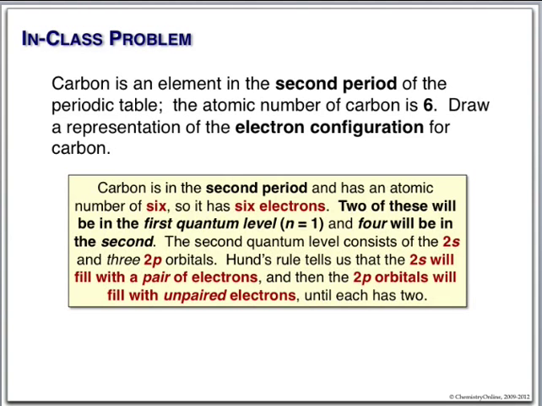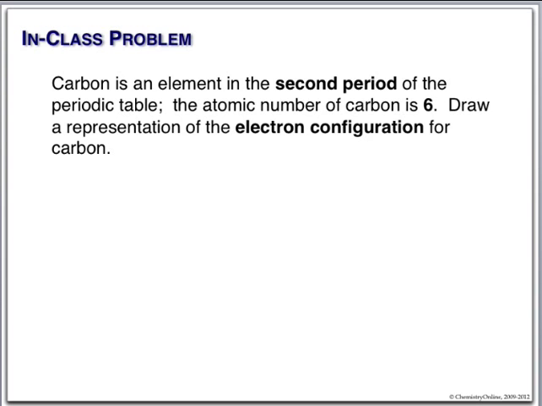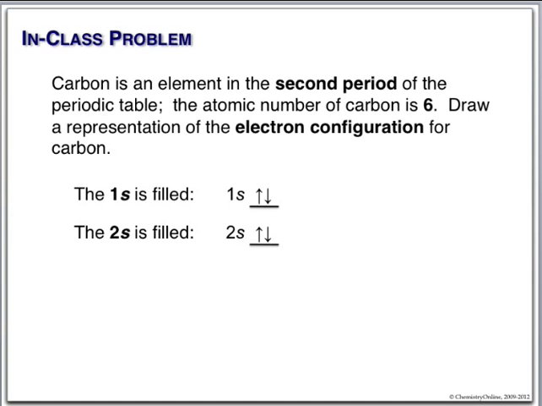Now, because we're in the second period, the first 2 are going to be our core electrons. They're gone, you don't care about those. The other 4, we're going to put in the 2s and the 2p orbitals. So here's how we do it. The 1s is going to be filled. Those are the core guys. We get down to our second period. We're going to put the first 2 electrons in the 2s.